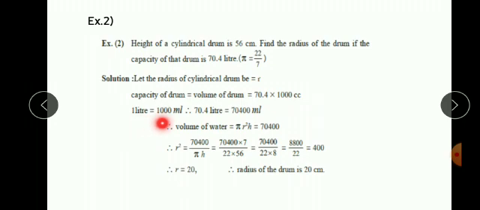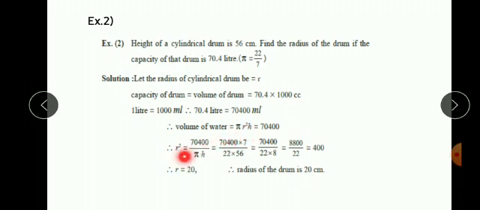Since 1 liter is equal to 1000 milliliter, therefore 70.4 liter will be what? 70,400 milliliter. Now let's see. Therefore volume of water will be equal to what? Pi r square h. And now volume of water will be in milliliter. So volume of water is given as 70,400. And what is the formula for volume of water? Pi r square h. So pi r square h is equal to 70,400. From these two equations, we have to find the value of r.